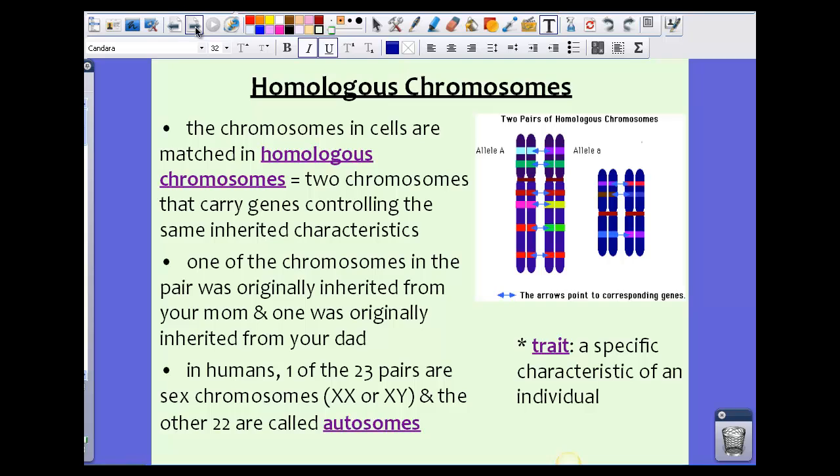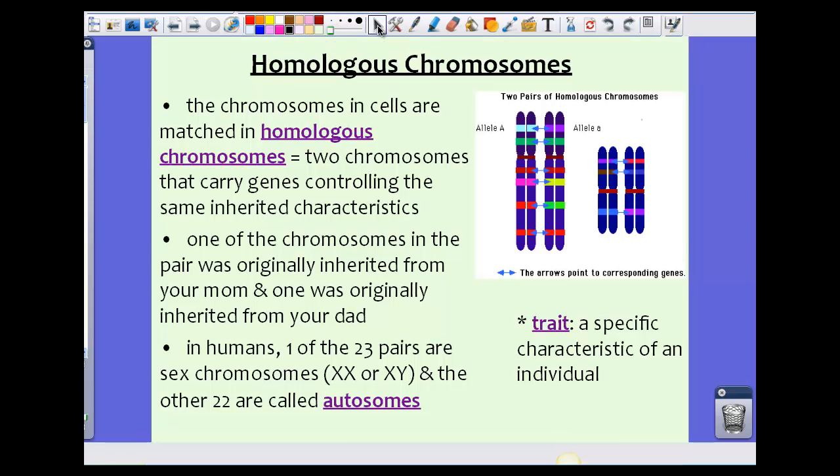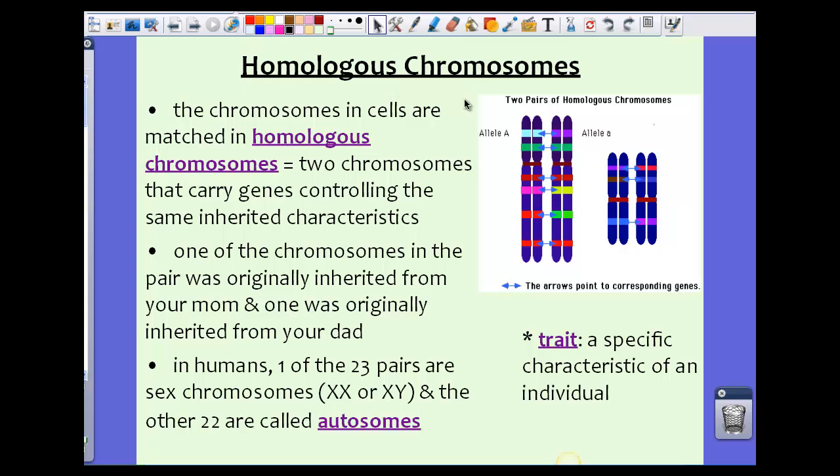Now we're moving into some things that we don't really know. Let's talk about homologous chromosomes. Now the chromosomes in cells that are matched are homologous chromosomes, which are two chromosomes that carry genes controlling the same inherited characteristics. This is a picture of a homologous chromosome right here. So right here we have basically two chromosomes that are exactly the same.